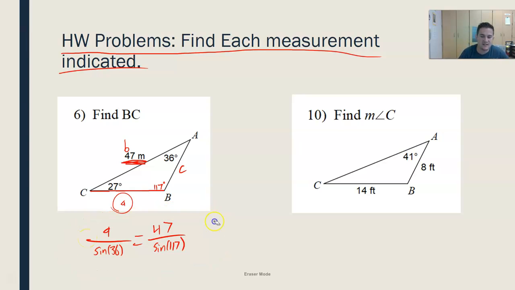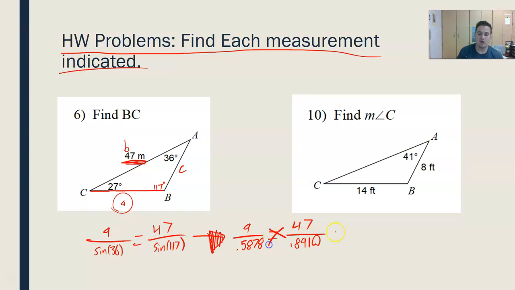Okay, so I'm going to rewrite this expression except with those decimals for my sine values. So sine of 36, that's 0.5878. We'll round to 4 decimal places. So A over 0.5878 equals 47 over the sine of 117, which is 0.8910.